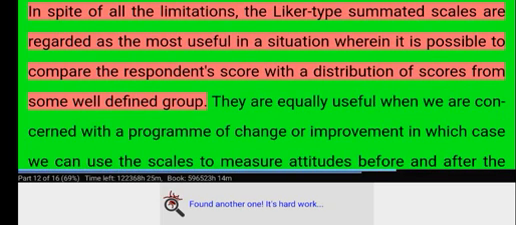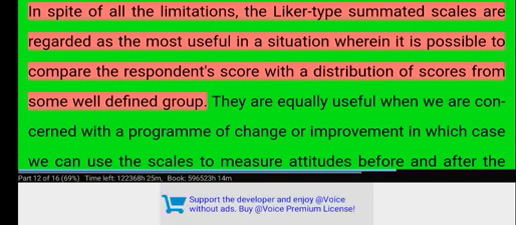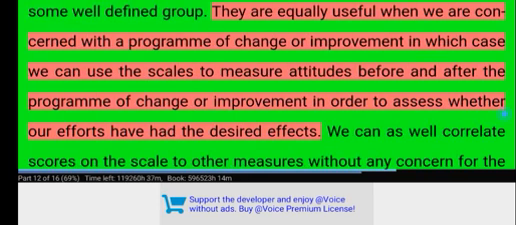In spite of all the limitations, the Likert type summated scales are regarded as the most useful in a situation wherein it is possible to compare the respondent's score with a distribution of scores from some well-defined group. They are equally useful when we are concerned with a program of change or improvement, in which case we can use the scales to measure attitudes before and after the program of change or improvement in order to assess whether our efforts have had the desired effects.